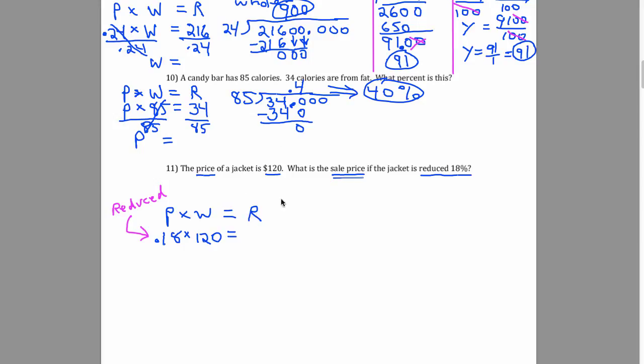which means that R must represent, as we said in problem number 8, the reduced amount, since it must always be the case that P and R agree with each other. So if we calculate R here, we have 120 times 0.18. It doesn't matter which number you put on top. I prefer the 120.